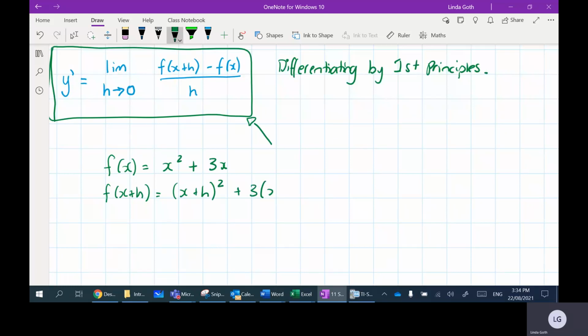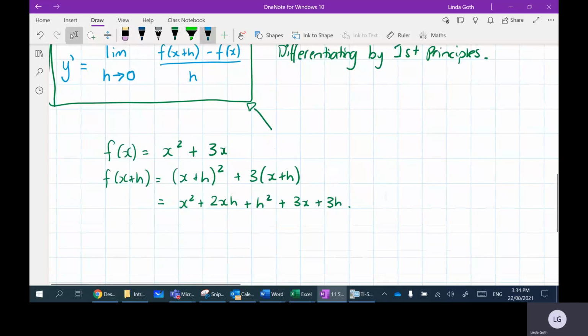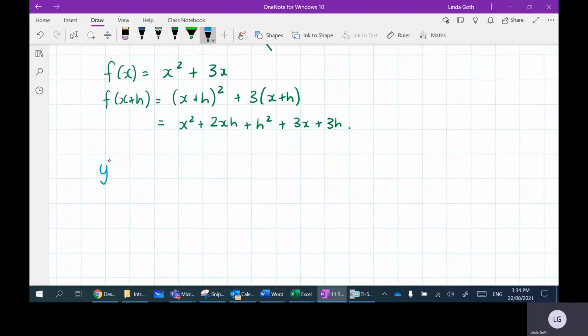Plus 3 times x plus h. Now, at some stage I'll probably have to expand this, so I might as well do it now. x squared plus 2xh plus h squared plus 3x plus 3h. All right, I'm ready to use my formula. My formula is y dash is equal to the limit as h approaches 0 of f of x plus h minus f of x, all over h.